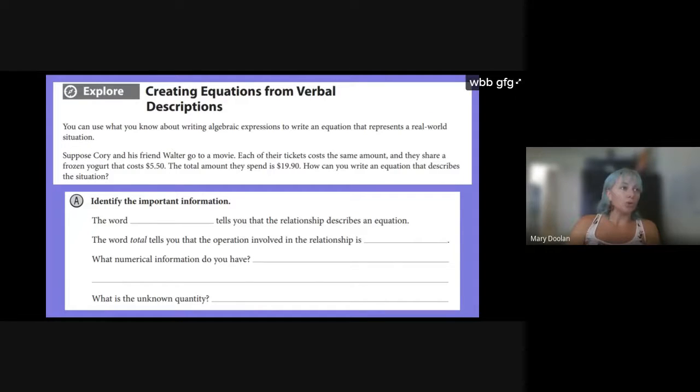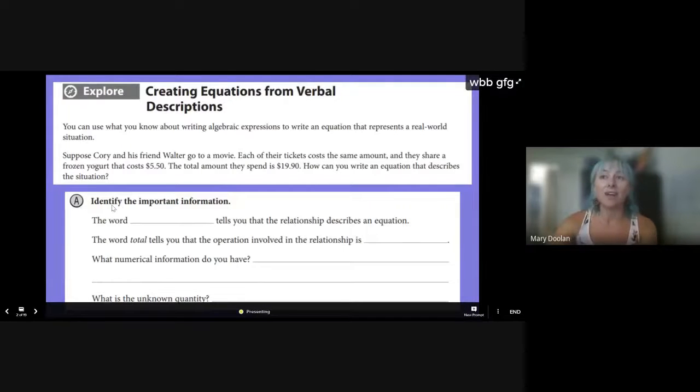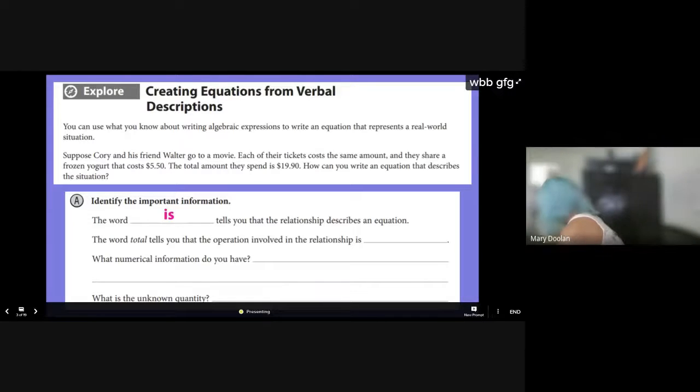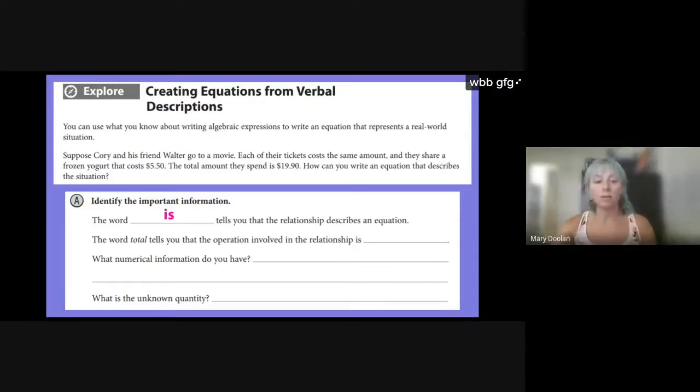So we're going to go through how you do this. I'm going to show you how you take a story problem and turn it into an equation. And so A says identify the important information. The word blank tells you that the relationship describes an equation. Okay, so the word, and you remember, is. The word is means you have an equal sign, so that you are going to have an equation.